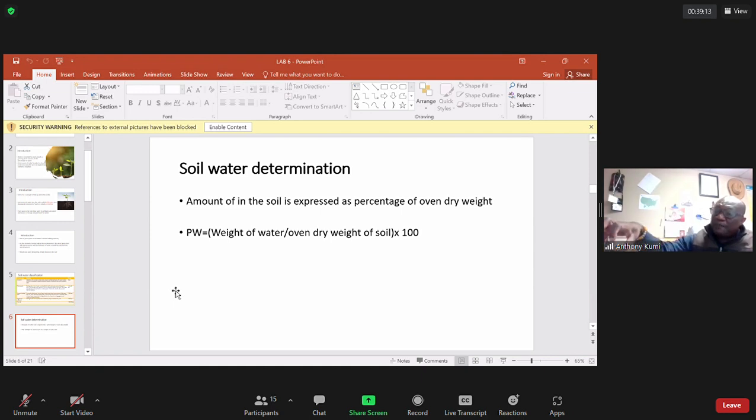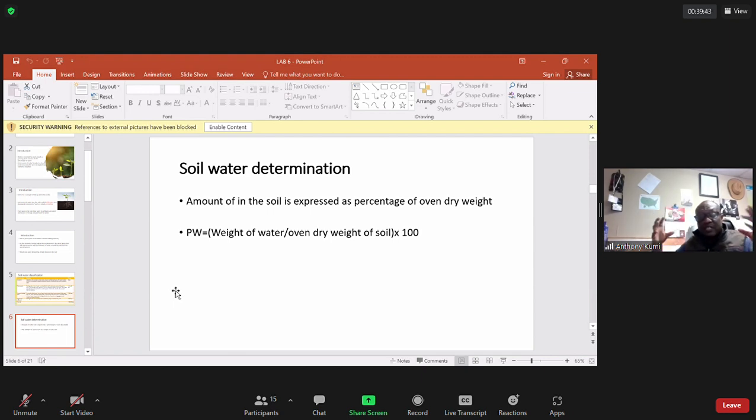After weighing the paper, the ring, and everything together, you put in 20 grams of soil. You weigh that 20 grams of soil and then put it in a petri dish. Then you pour water around the side of the petri dish. By hygroscopic action, the water comes into the soil through the filter paper to soak the soil.